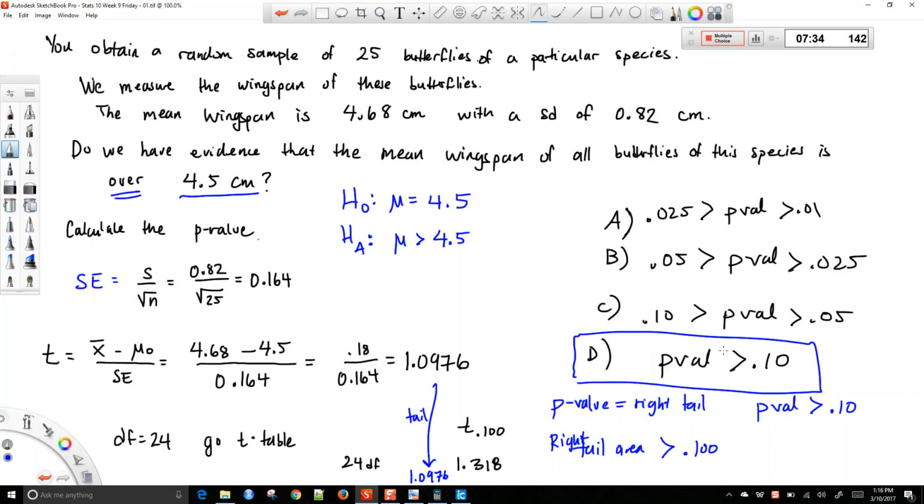Before I go on, I want to make sure, are there any questions as to any of these steps? Yes, question. If this was like a two-sided hypothesis, just double. Yeah, if it were two-sided. So if the question says, do we have evidence that the mean wingspan of all butterflies of this species is different or is not equal to 4.5, then what we would do is we would say our p-value is 2 times their tail area, and we would take 0.10 and multiply it by 2. And then our concluding p-value would be greater than 20%. Okay? Again, we don't know exactly what it is, but we just say the p-value is greater than 20% in that case.